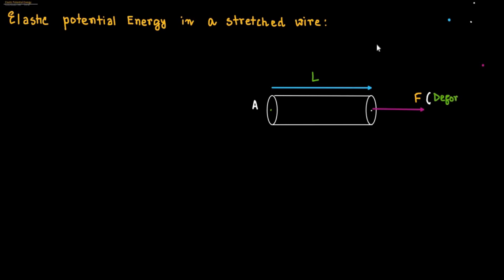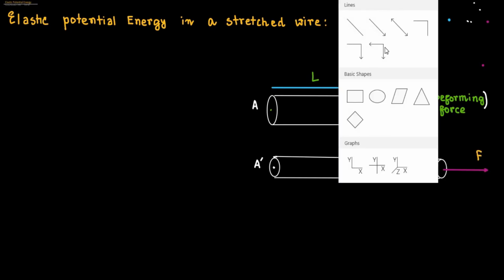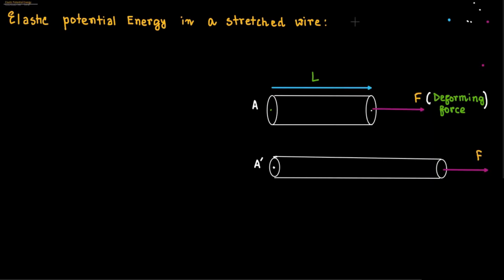Here F is the deforming force which is applied normally to the plane of cross section to elongate the wire, and this is the diagram of the deformed or stretched wire. A prime is the final area of cross section. Deforming force F continues to act to elongate the wire.